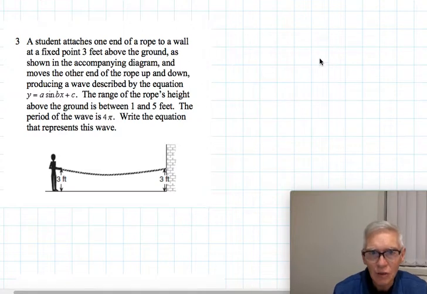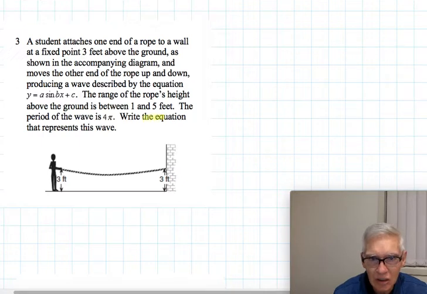Well, we're going to have a look at a few questions on the sine and cosine and see if we can do some of these questions here that you've been studying. Right, so what we want to do here is find an equation that represents a wave. A student has a rope at a fixed point 3 feet above the ground, and the student moves this up and down, and so the rope causes a wave and it goes up and down like that. Okay, so that's the idea.